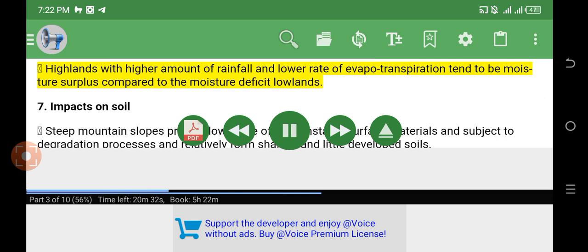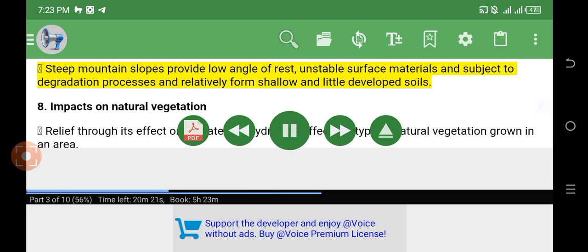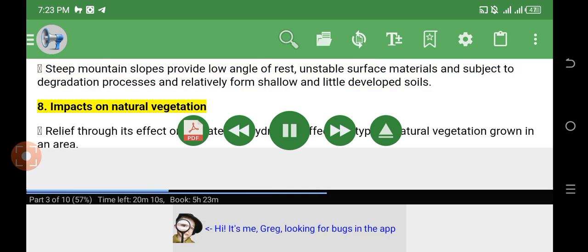7. Impacts on soil. Steep mountain slopes provide a low angle of rest, unstable surface materials, and are subject to degradation processes and relatively form shallow and little developed soils. 8. Impacts on natural vegetation. Relief, through its effect on climate and hydrology, affects the type of natural vegetation grown in an area.